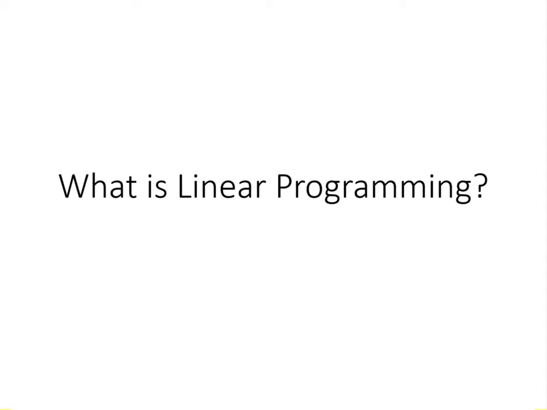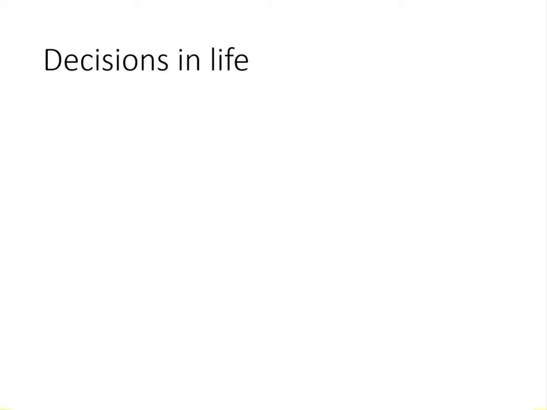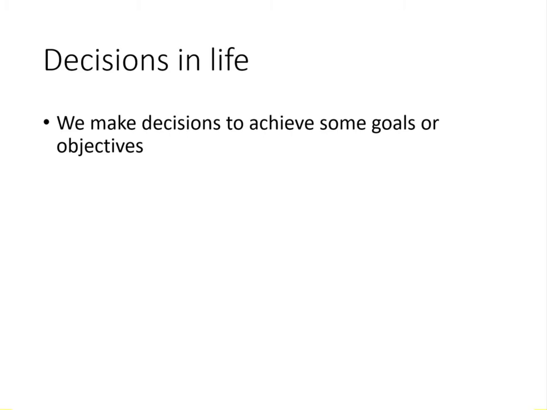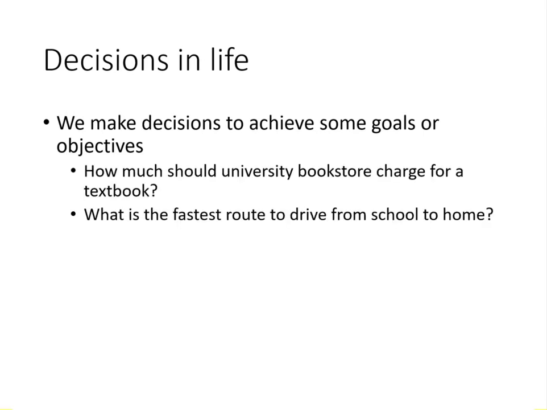Hello! In this series of videos, we are going to introduce linear programming. We make a lot of decisions in our lives. Usually, we make decisions to achieve certain goals, which are also called objectives. Let me give you some examples. For example, the university bookstore needs to decide how much it should charge for a textbook. It needs to choose the price to maybe be as profitable as possible.